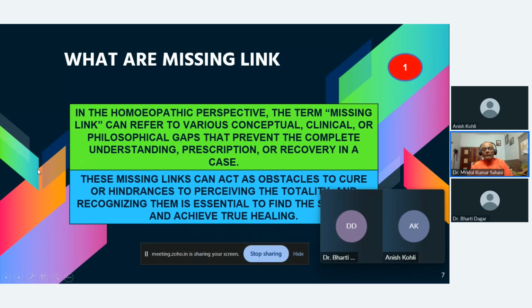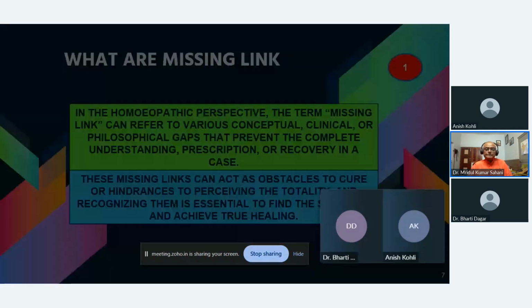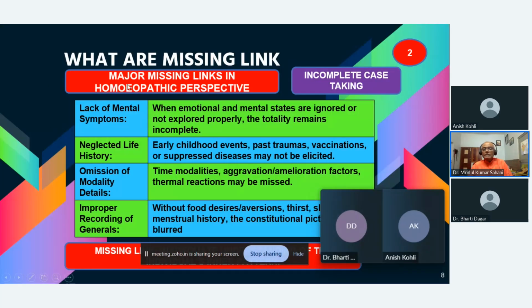So my main topic for this session is how we are going to fill up this gap, how we are going to remove the missing link. Now, what are the missing links? The first is incomplete case taking. This is a major one. And what is incomplete case taking?